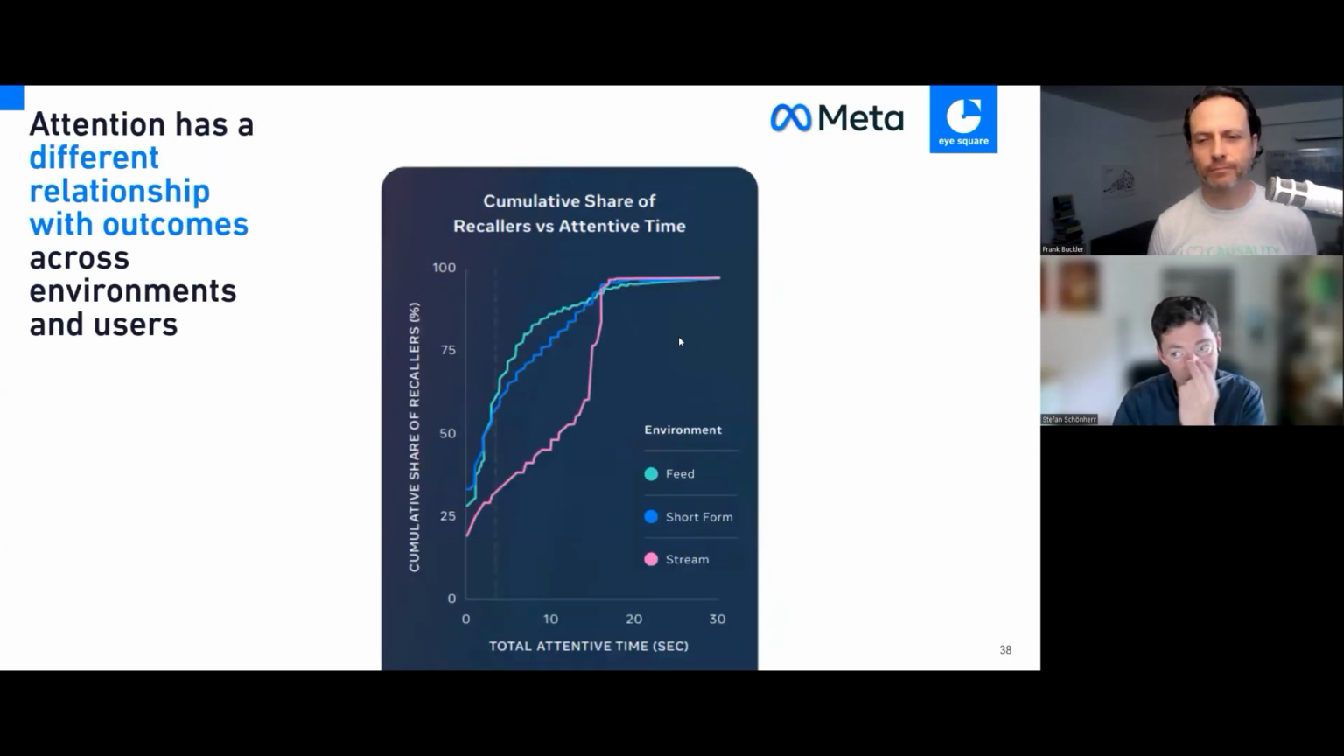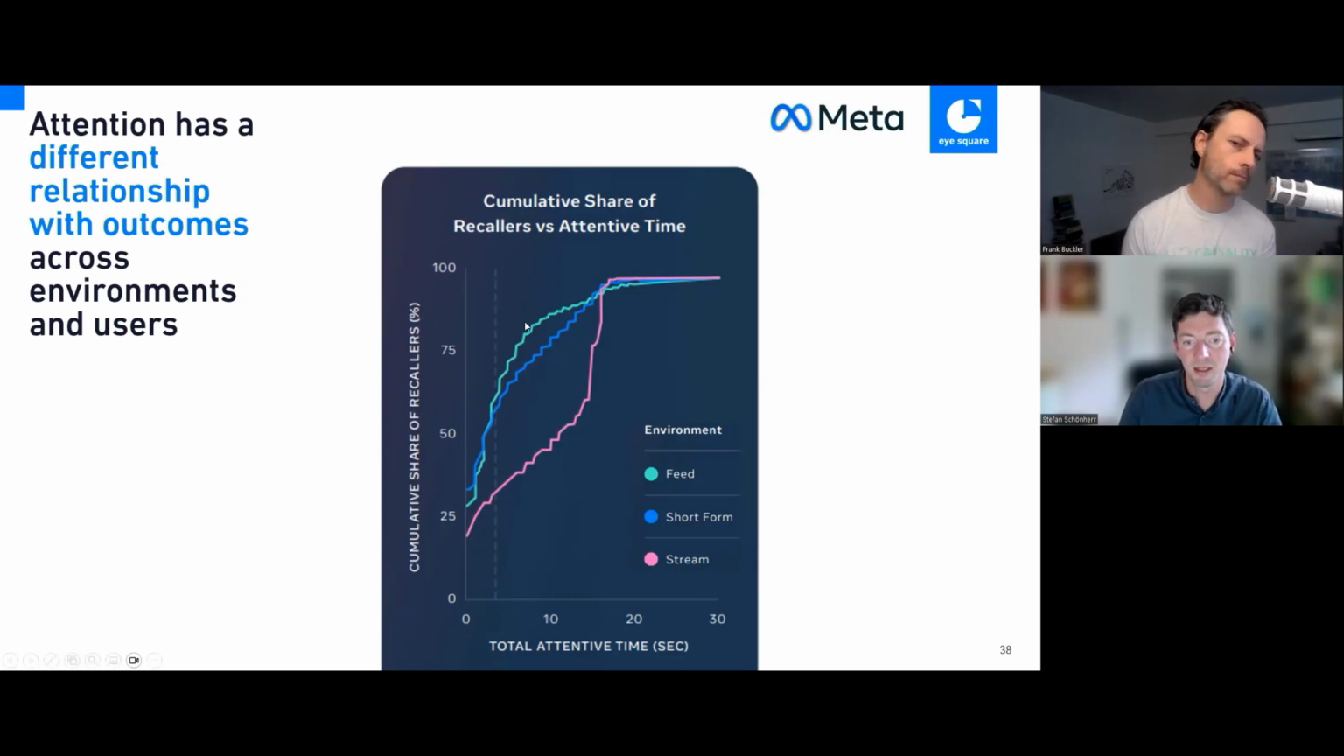And if you want to dive into it, there is much more interesting analysis in this paper, and it's still going on. You can imagine it's a huge data set. But what you see here is again something quite related. For feed and short-form videos, people need much less time to have a successful recall than on streaming ads. You need much more time on streaming ads to recognize the brand, and that relates mostly to the ad formats themselves.